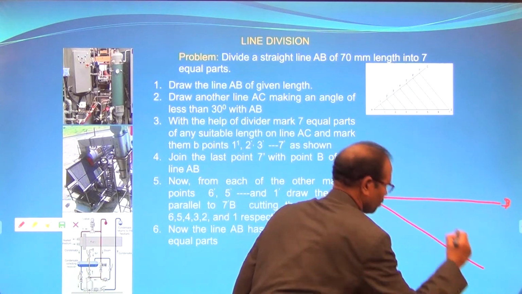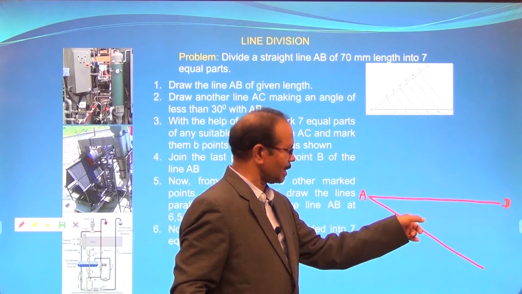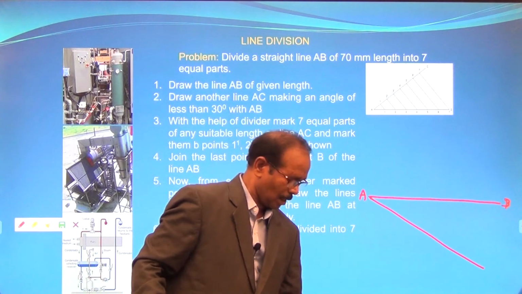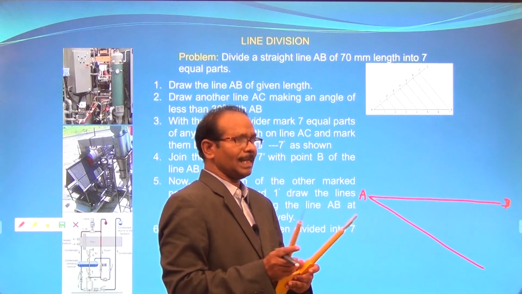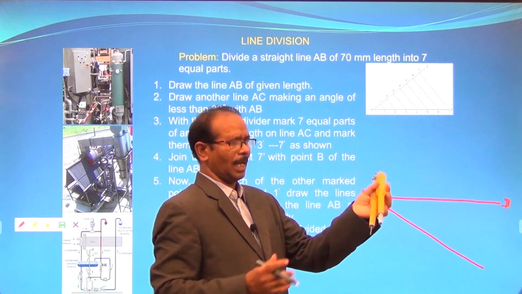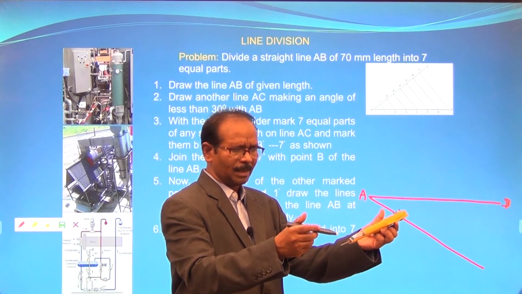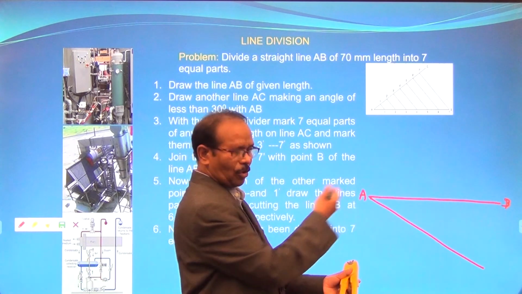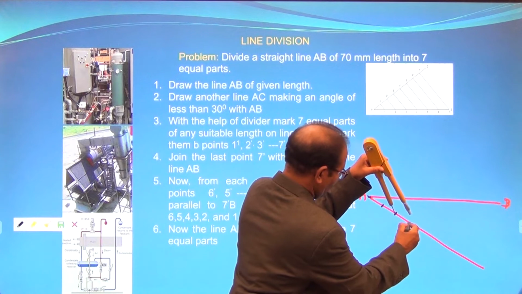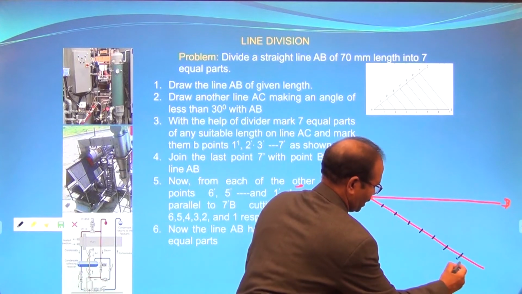Just simply draw a line. Any length, any angle. I don't need to measure this angle or this length. Now divide this line into a number of equal parts. Select any random measurement. I don't know what the measurement of this one is. With this measurement, cut this line into 7 equal parts. 1, 2, 3, 4, 5, 6, 7. This is the 7.